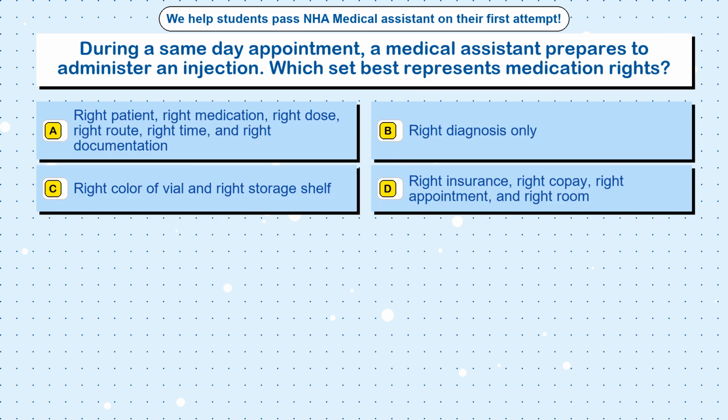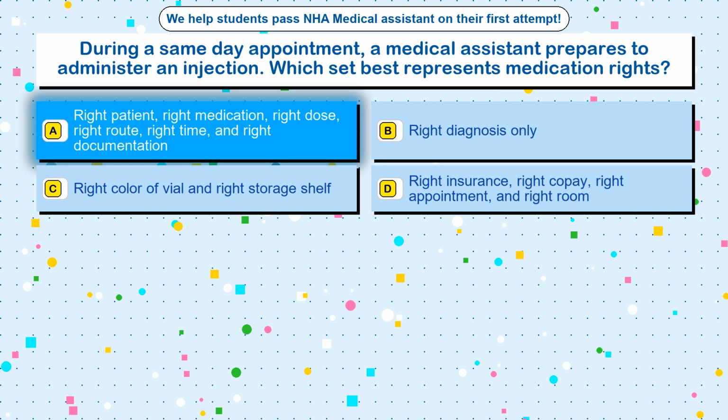Question 30. During a same-day appointment, a medical assistant prepares to administer an injection. Which set best represents medication rights? Option A. Right patient, right medication, right dose, right route, right time, and right documentation. Option B. Right diagnosis only. Option C. Right color of vial and right storage shelf. Option D. Right insurance, right copay, right appointment, and right room. The correct answer is option A.